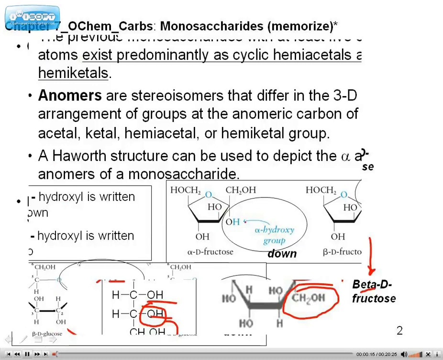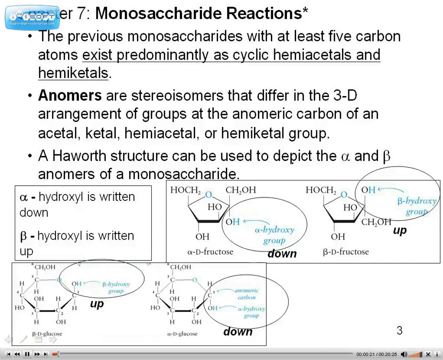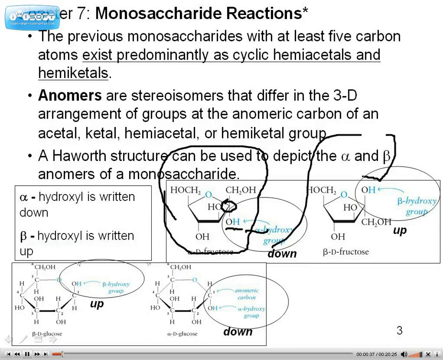We talked about the anomeric carbon. So in alpha D fructose, for example, on the anomeric carbon, which I'm circling now, the brand new alcohol that's formed, if it's facing down, it's going to be alpha. If it's facing up, however, then it's beta.